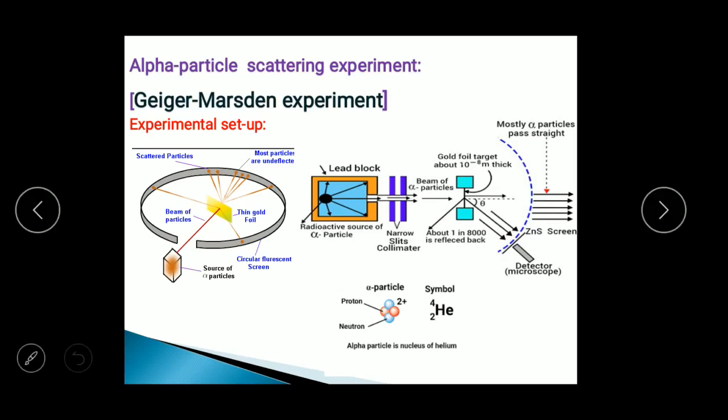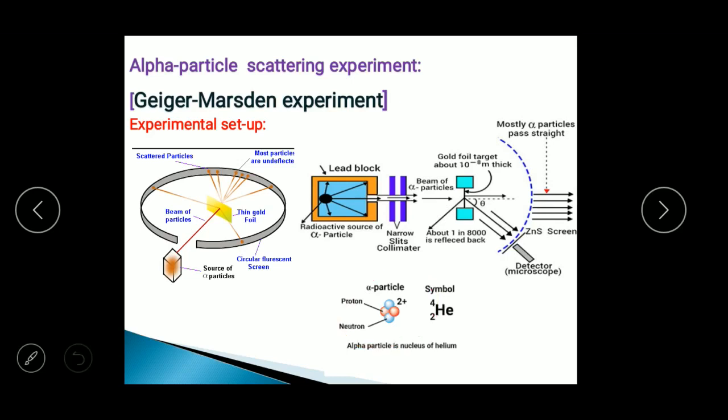As I told you, Rutherford along with Geiger and Marsden performed a series of experiments on the scattering of alpha particles due to atoms of thin gold foils. So you should know what is meant by an alpha particle. First, you have to understand what an alpha particle is. An alpha particle is a helium atom from which two electrons have been removed, right? So the alpha particle is nothing but a helium nucleus.